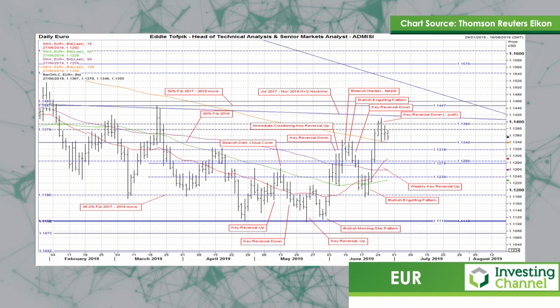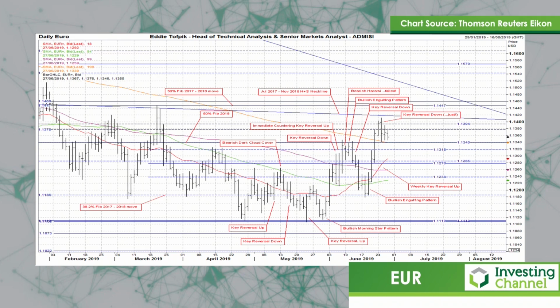We're also not far from, nor seemingly overly interested in, testing the support of the perceived strong combination of the 50% Fibonacci line of the 2019 to date move at 113.40 and the long moving average, which is just one tick underneath it at 113.39. The question is still, is this enough to counter last week's weekly key reversal up?